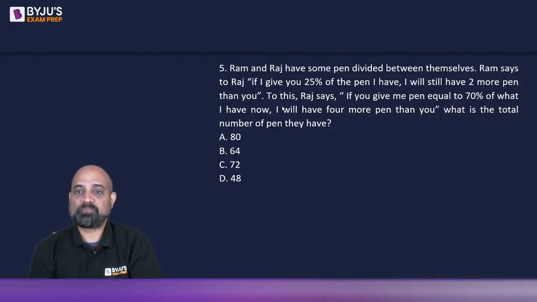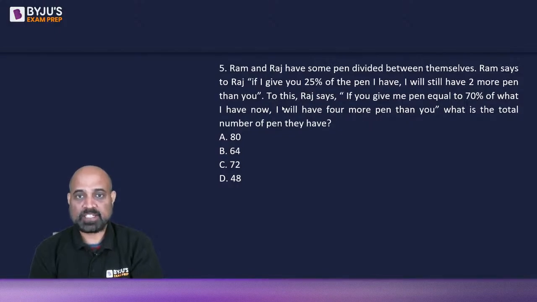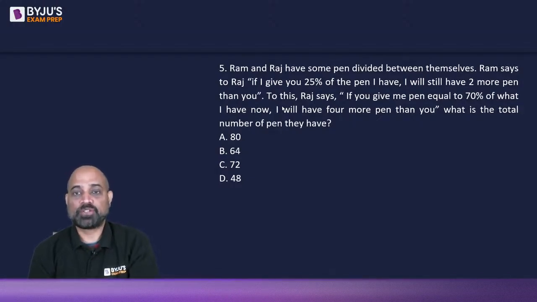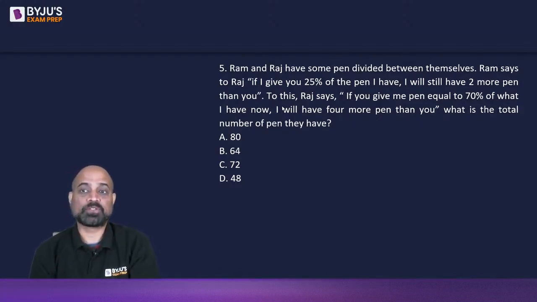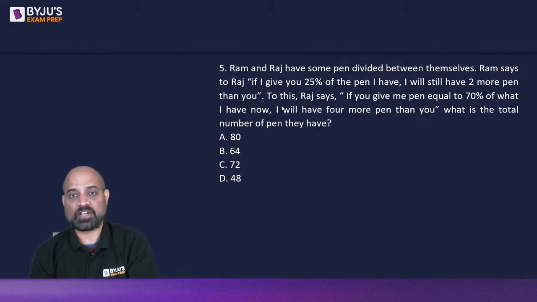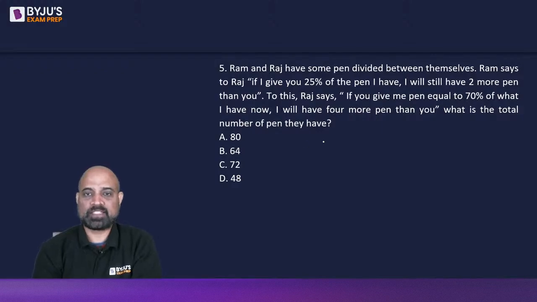Ram and Raj have some pens divided between themselves. Ram says to Raj, if I give you 25% of the pens I have, I will still have 2 more pens than you. To this, Raj says, if you give me pens equal to 70% of what I have now, I will have 4 more pens than you. What is the total number of pens that they have?